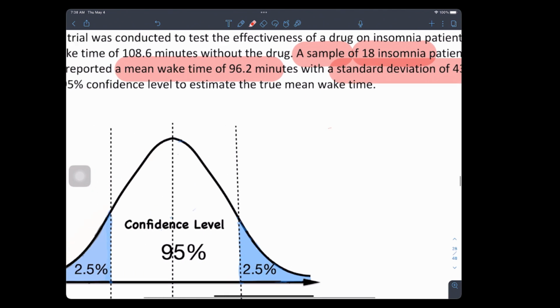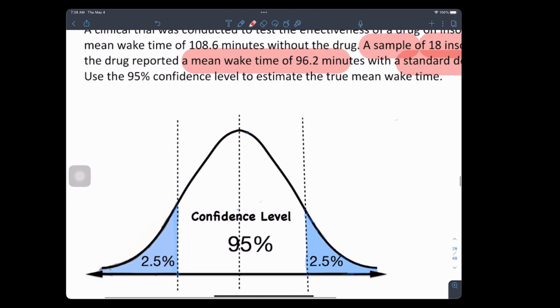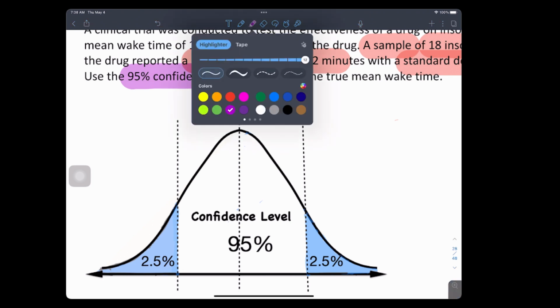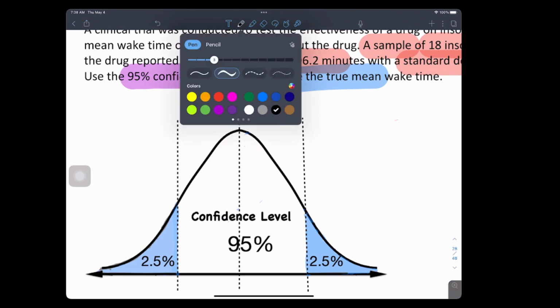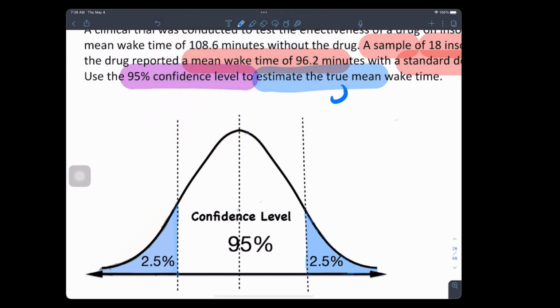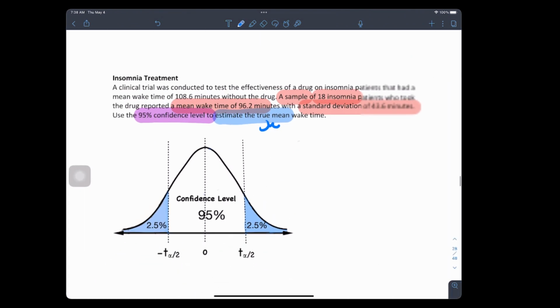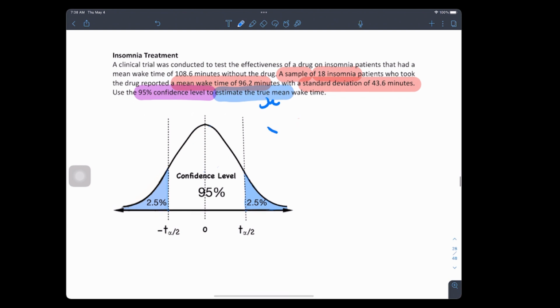That's sample information. And then what do they say now? They say use the 95% confidence interval to estimate the true mean wake time. So by now, hopefully you guys see, even by colors here, I'm going to estimate a true mean, okay? Because this sample information is only a sample. It's not the population. So we're going to estimate the true mean.